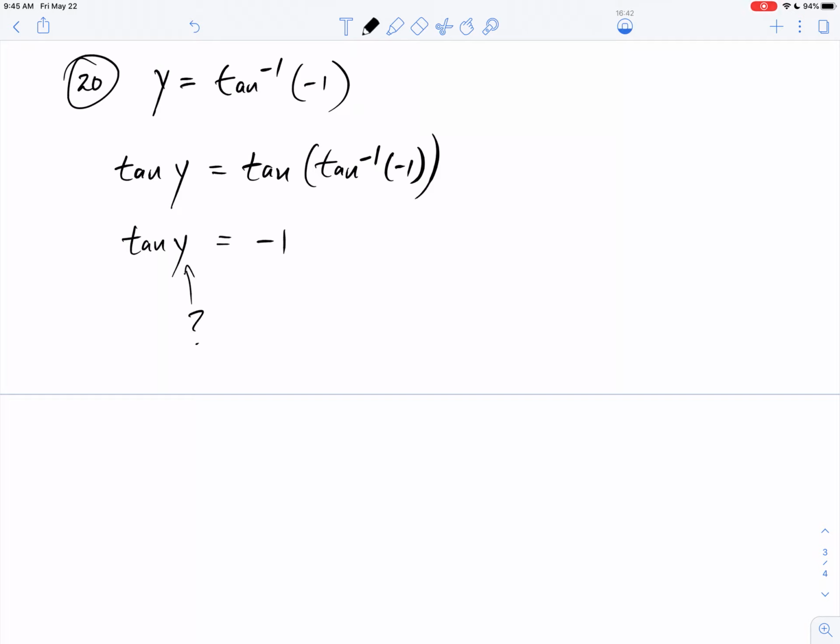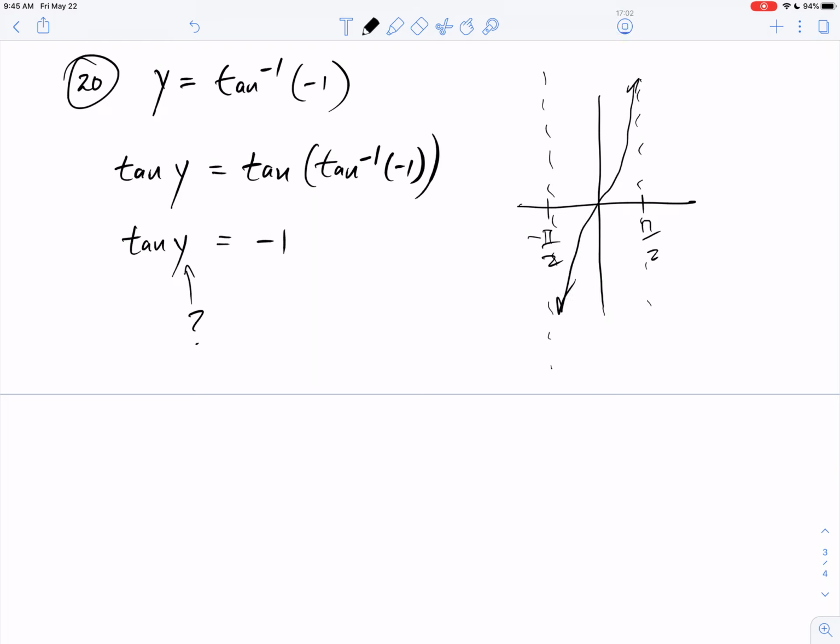Well, think about it. If you were to look at your tangent graph, you're only supposed to look between these locations. And we would go like this. Well, the tangent, when does it equal -1? If you remember from your graph, that's at -pi/4. Boom, that's where that would happen.